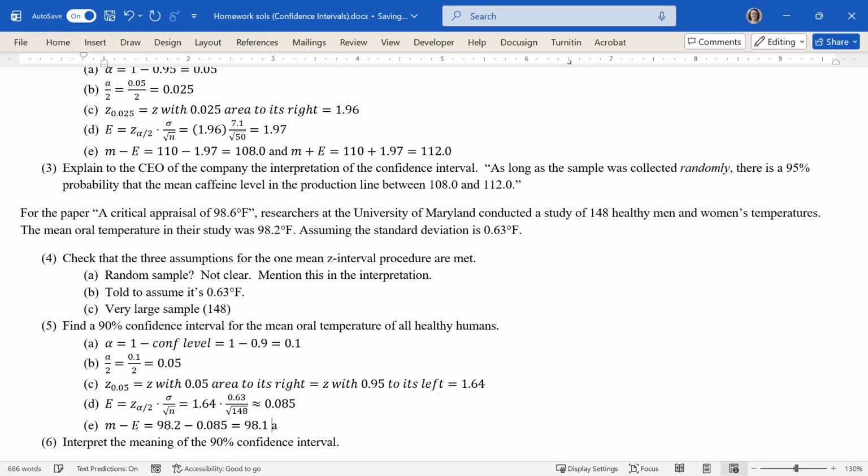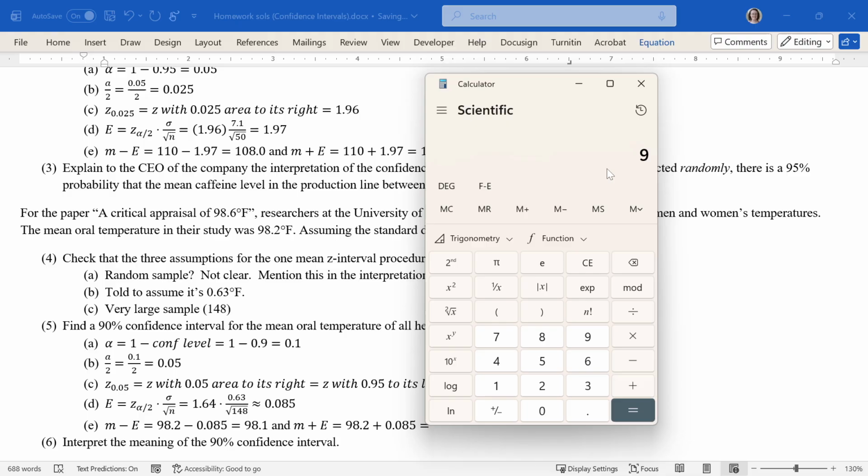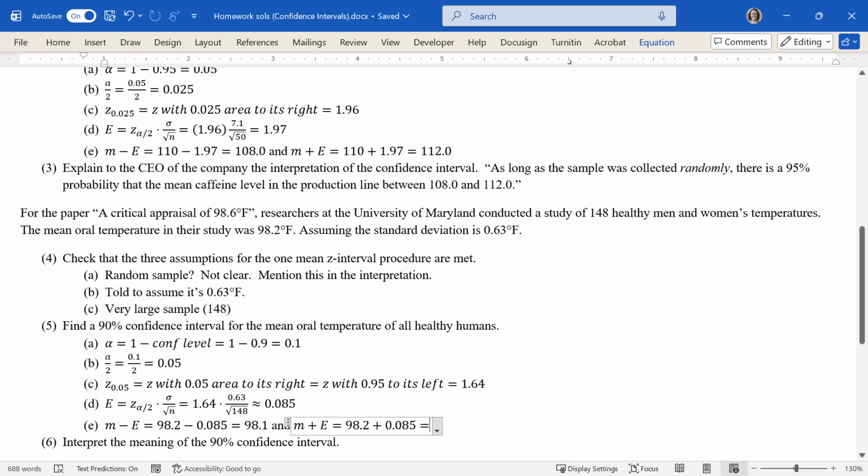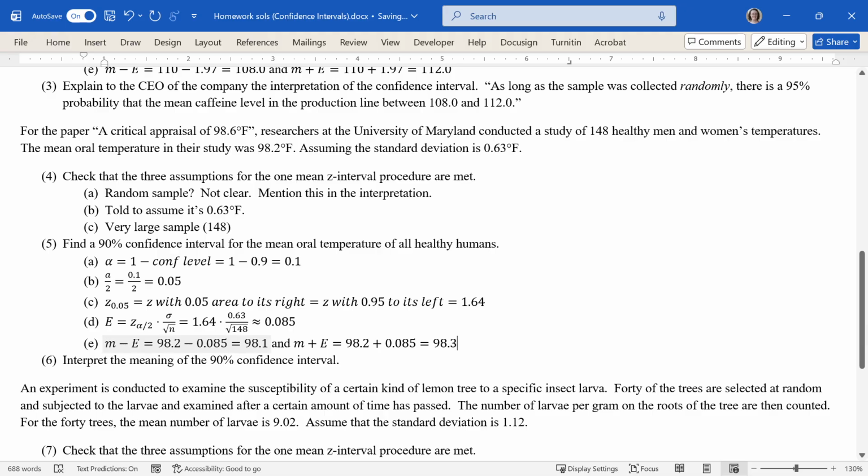All right, and the other side, the upper end of the interval, is at 98.2 plus 0.085. Okay, 98.2, 98.3, let's round it up. Okay, so our interval goes from 98.1 to 98.3.